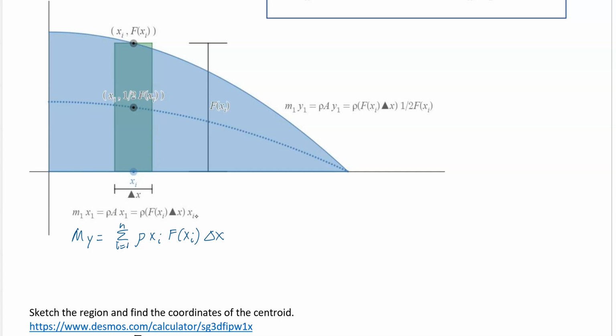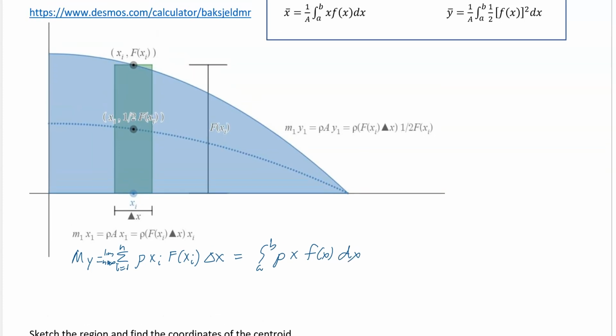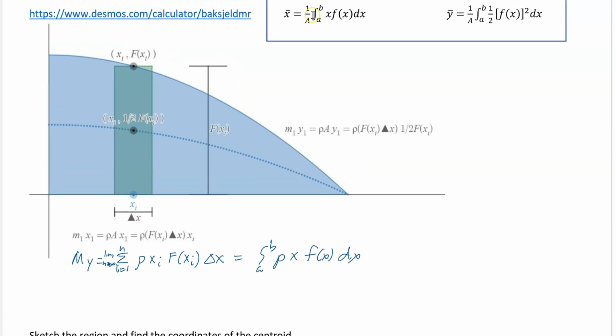And then if we now apply our limit as n approaches infinity to give them all of them, so now our delta x is going to approach 0. It's going to get really, really, really thin. We can now make our integral. So it's from a to b, and then it's going to be rho x f of x dx. So you can see that's where our formula comes from, right here. But that's just our moment. So how do you turn it into the center of mass? Well, we know that x bar is going to be that M y, right, divided by the mass.